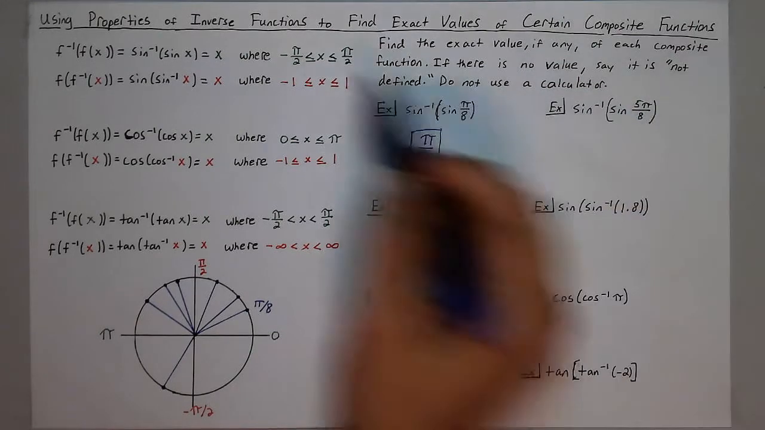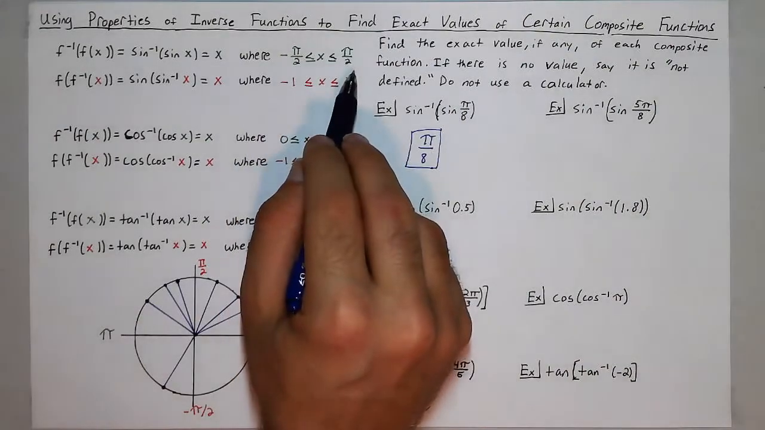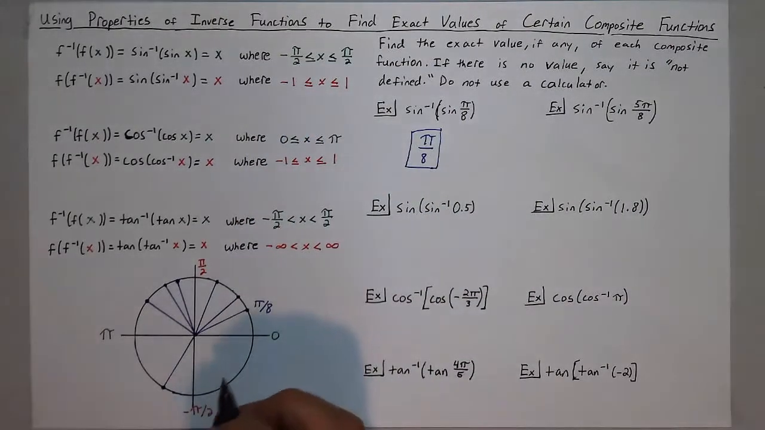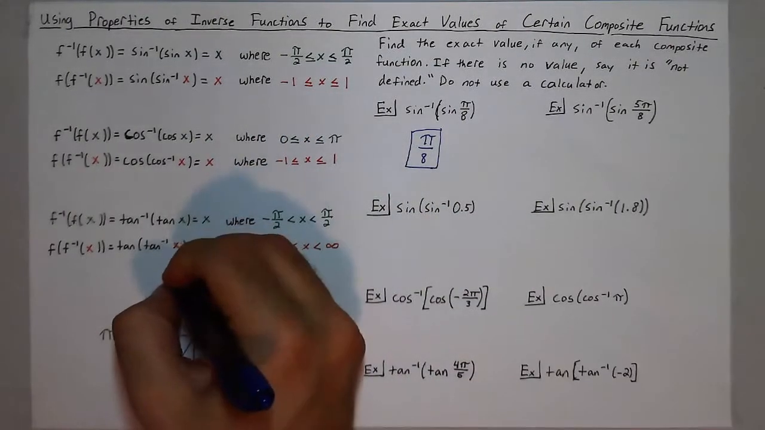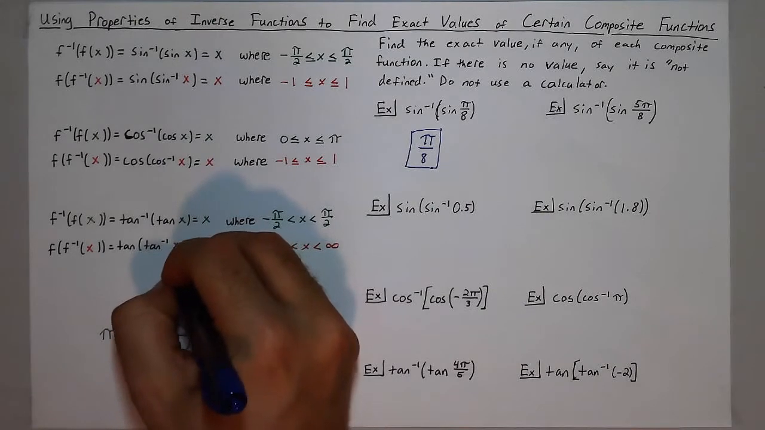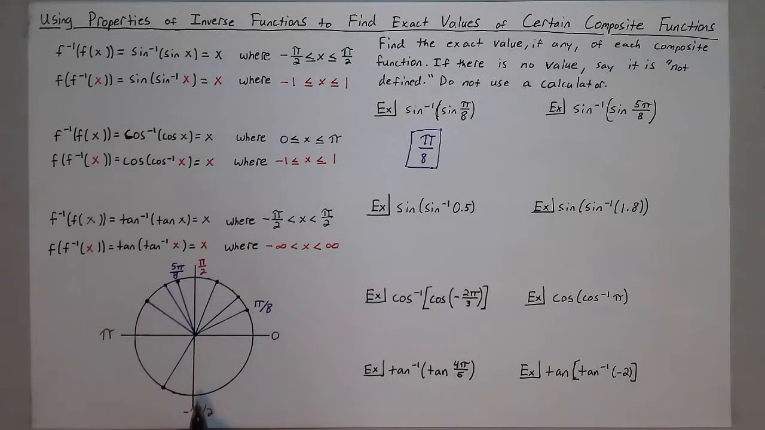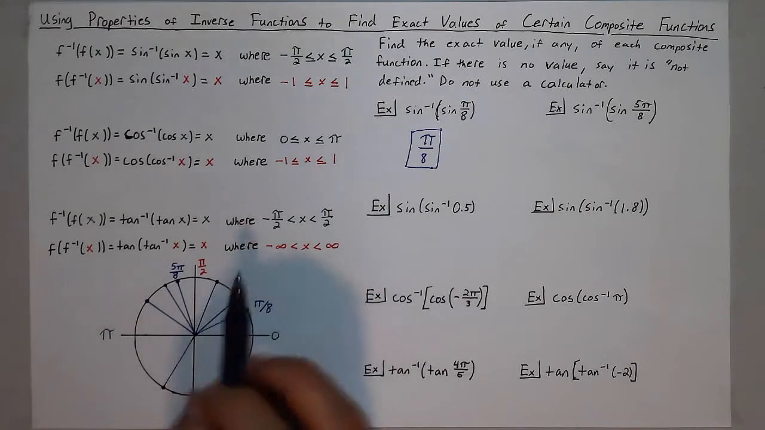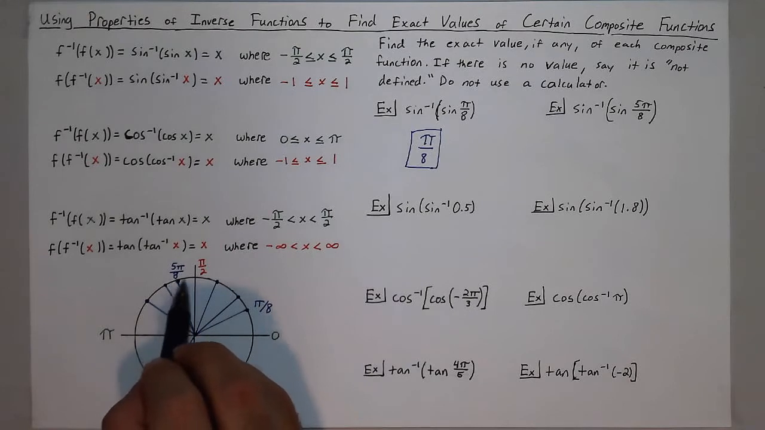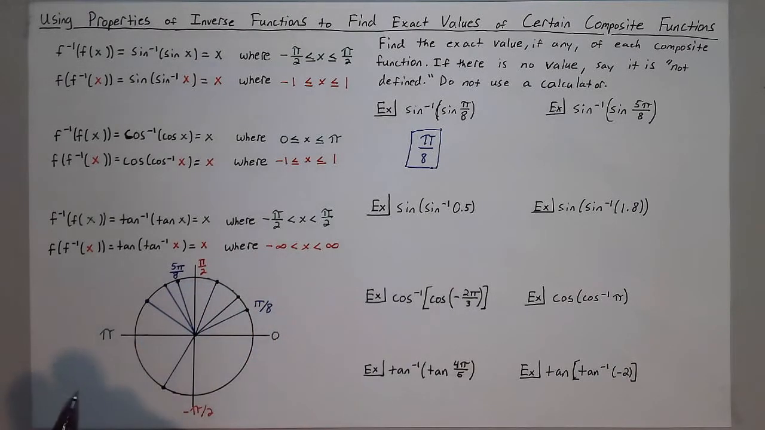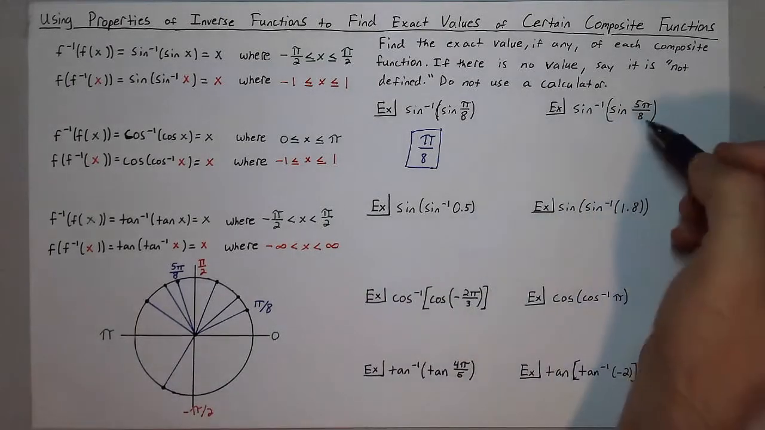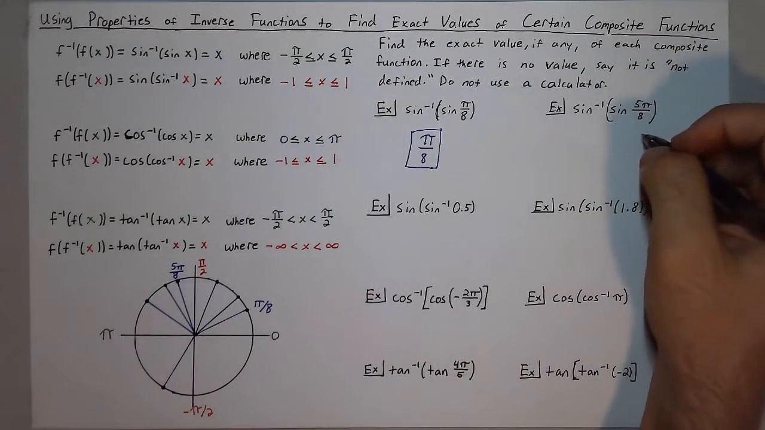The next example, we have sine inverse of sine of 5 pi over 8. So we're trying to double check to see if it's within that range. Now 5 pi over 8 exists right here on the unit circle, which is not within that negative pi over 2 to pi over 2 range. So what we have to do here is find an equivalent y value angle in the first quadrant so that we can replace this 5 pi over 8 with an equivalent value.